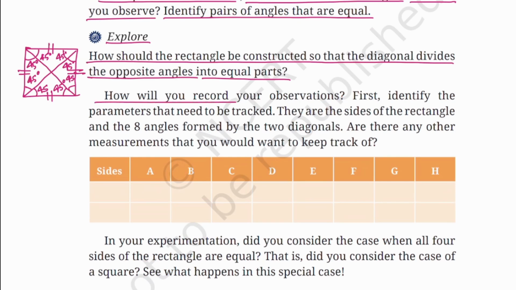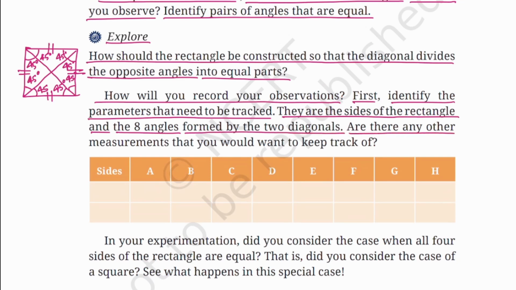How will you record your observations? First, identify the parameters that need to be tracked. They are the sides of the rectangle and the 8 angles formed by the two diagonals. Are there any other measurements that you would want to keep track of? For this, you can fill the following table.